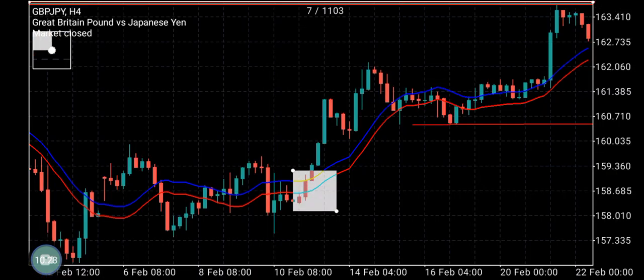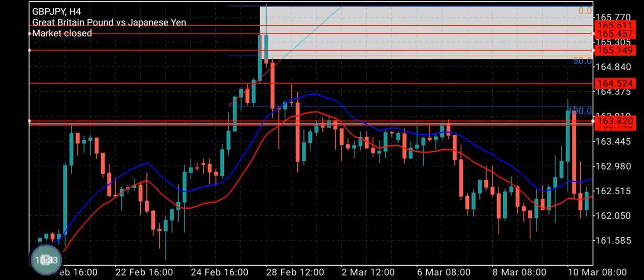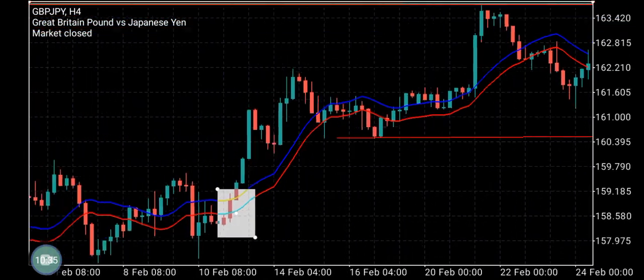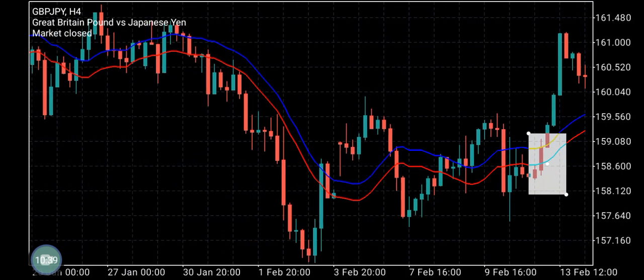It crosses right here. It kept on going up. It never came back to that place. Once you buy there, it will just keep going. Look how many pips you could have got. This is the 4-hour time frame. You can even hold it straight for months. You can hold it for months.